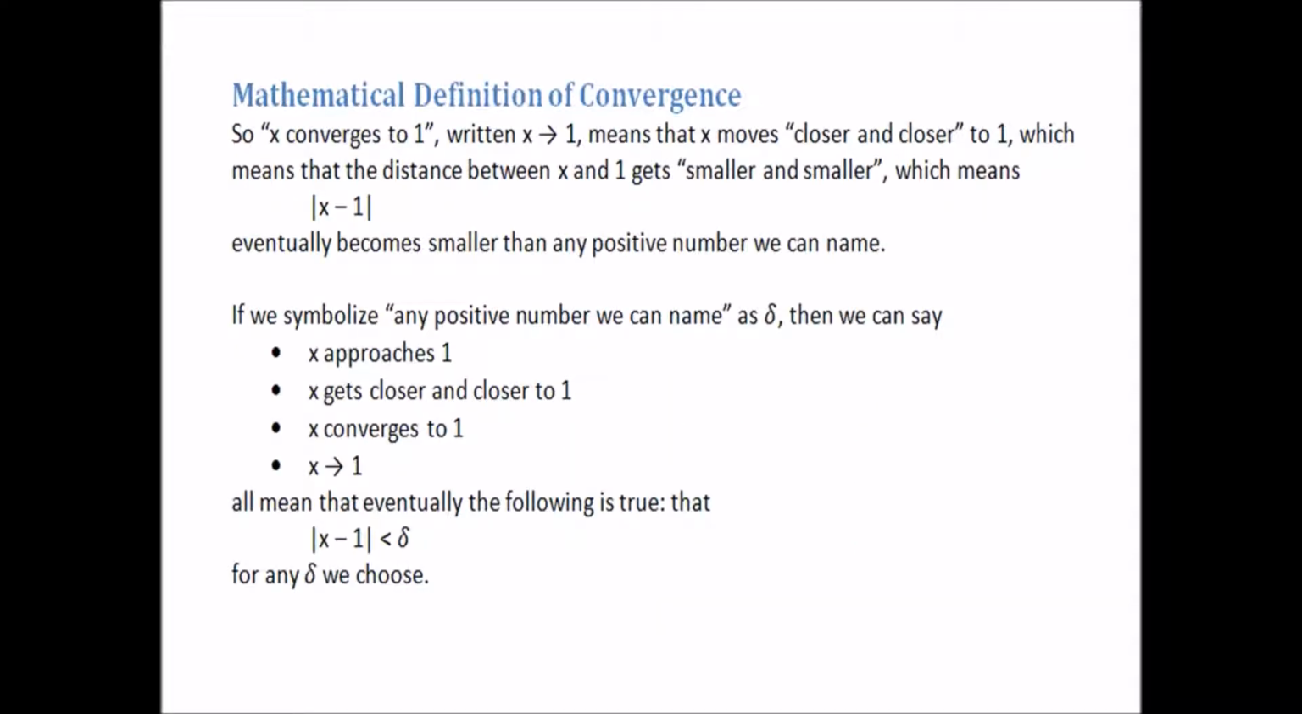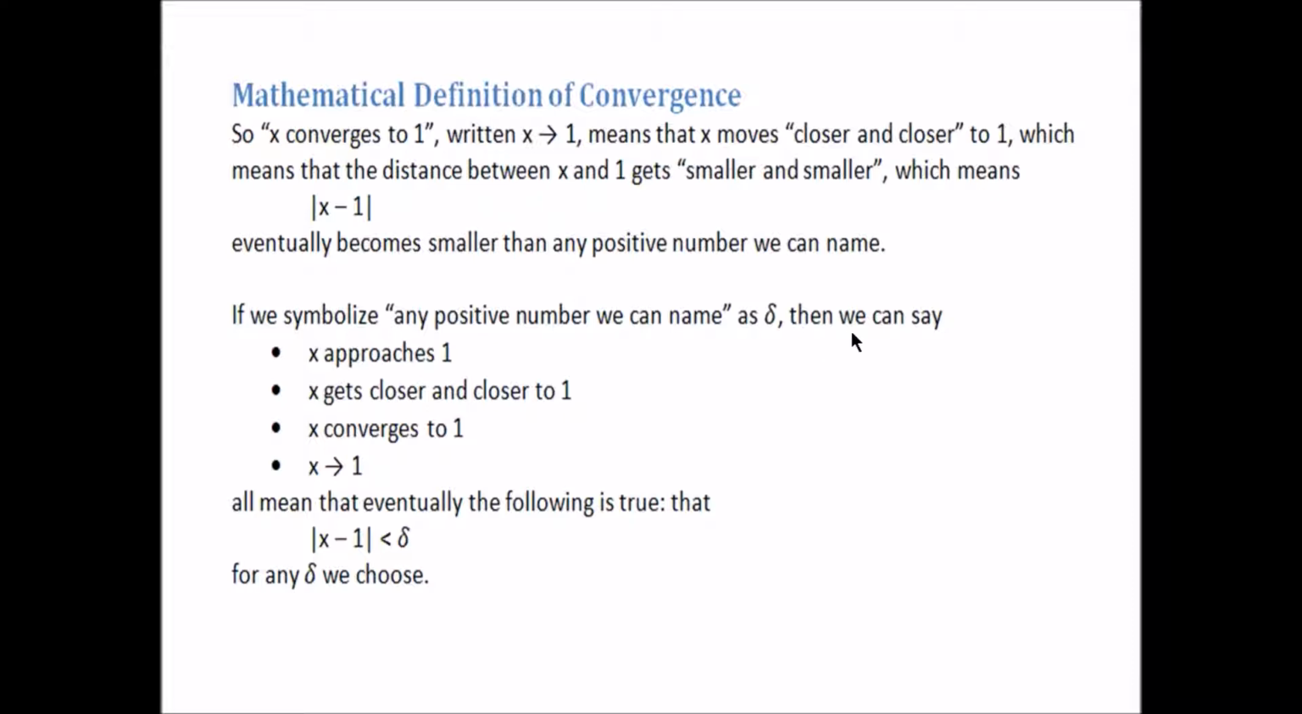Okay, so X converges to 1, which is written as this, means X moves closer and closer. It means the distance gets smaller and smaller, which means that the distance, and that's written this way, eventually becomes smaller than any positive number we can name. The distance becomes smaller than 1 over 1,000. It eventually becomes smaller than 1 over 1,000,000. It eventually becomes smaller than 1 over 1,000,000,000, etc. Now, we're going to need a symbol for this idea of any positive number we can name. And we'll use delta.